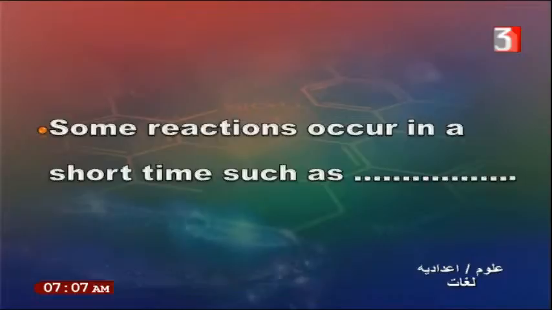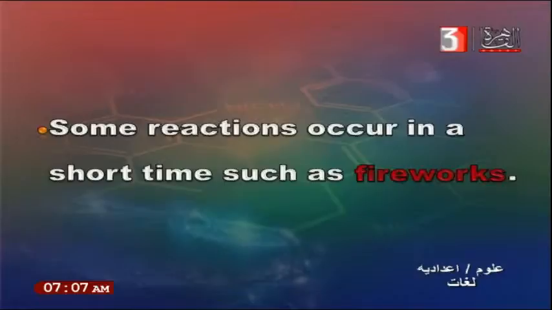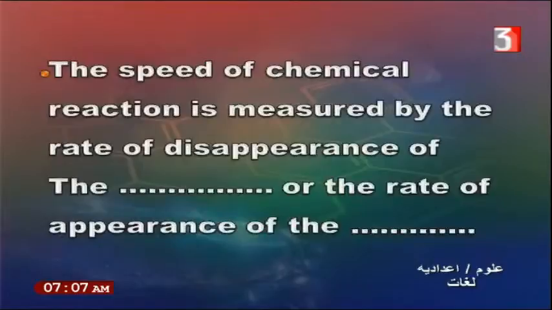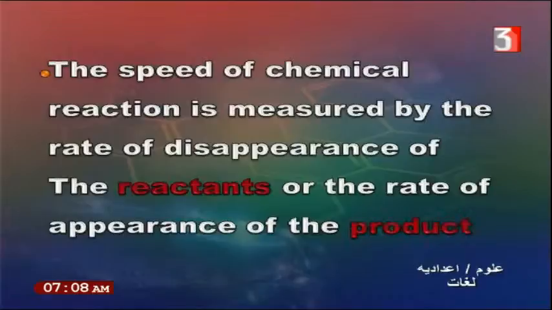Some reactions occur in a short time, such as fireworks. The speed of a chemical reaction is measured by the rate of disappearance of what, or the rate of appearance of what? The speed of a chemical reaction is measured by the rate of disappearance of the reactant or the rate of appearance of the product.